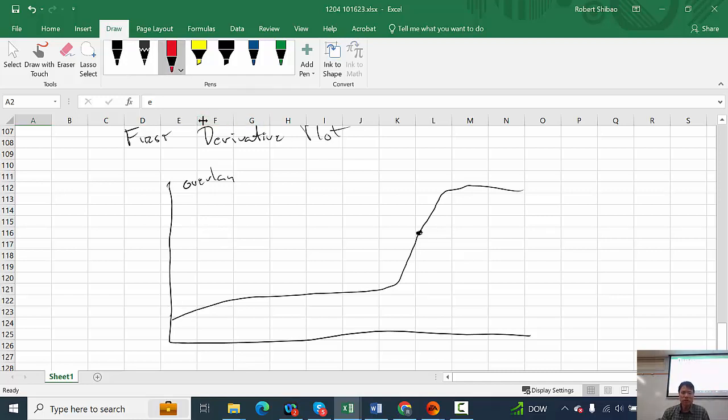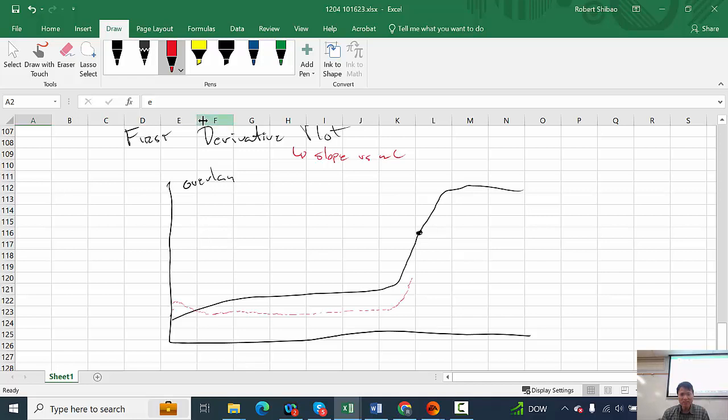The other plot we're going to generate is something called the first derivative, which looks at the slope. The first derivative plot plots the slope versus milliliters. The slope here is rising, so it's a little bit high. Then it flattens, so the slope goes to 0. The slope is flat here, and then it starts to rise again.